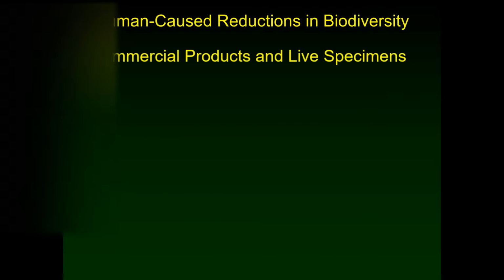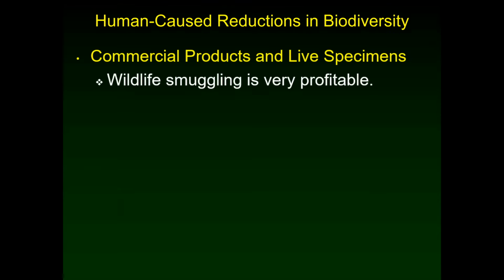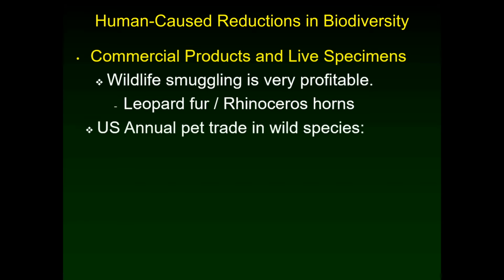So human caused reductions in biodiversity. So commercial products and live specimens. Wildlife smuggling, believe it or not, is extremely profitable. The current coronavirus right now was caused by the wildlife trade. Leopard fur and then rhino horns. Leopard fur is used as cloth, and then rhino horns are used in traditional Chinese medicine, even though it's been completely disproven. Not everyone has access to that information.